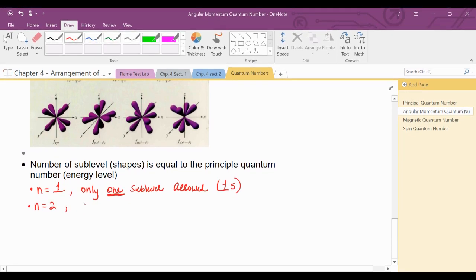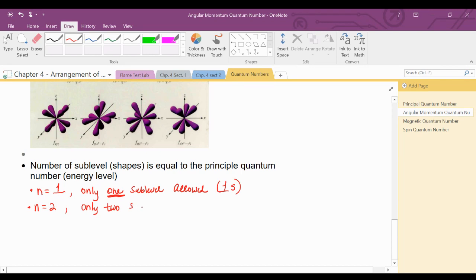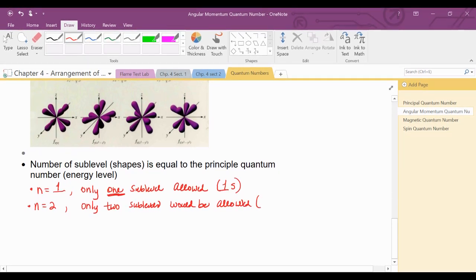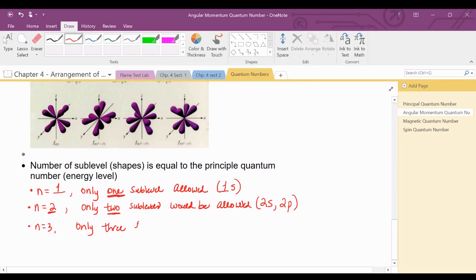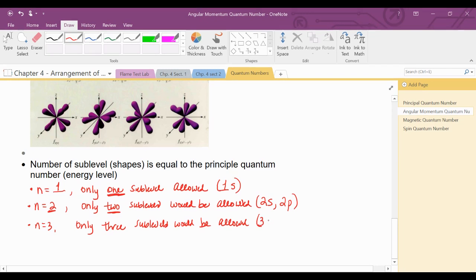If n is equal to 2, then only 2 sublevels would be allowed. Again, we use the energy level, which is 2, and the lowest energy sublevel, which would be S. And the second one would be a 2. And then the next sublevel in terms of energy would be P. So this would have a 2S and a 2P. If n is equal to 3, then only 3 sublevels are allowed. Again, we would use the energy level, which is 3, and the lowest sublevel is S. Then we would have 3P, and then the next sublevel in terms of energy, which is D. So then we have a 3D.